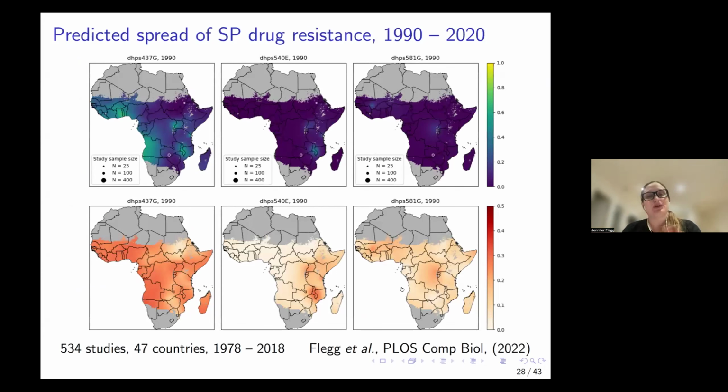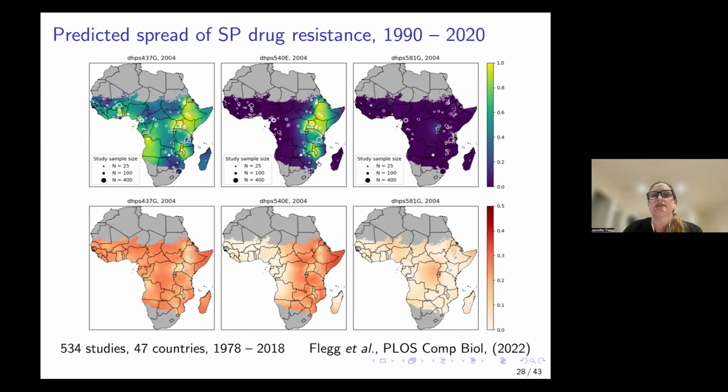Okay, so I'm obviously skipping over lots of details about what the priors were and other things, but here are some model outputs for three different markers. On the left it's 437, in the middle is 540, and the right-hand side is 581. Each of these markers is associated with drug resistance to SP. The top panels show the median of the posterior distributions, and the bottom panels show the uncertainty in the distributions, or the standard deviations. What you can see is in 1990, some of the areas are covered in very low predicted median resistance. Then you can start to see, as you move from 1990 to 2020, this spreading of resistance, particularly in the 540 marker, but also in the other ones as well.